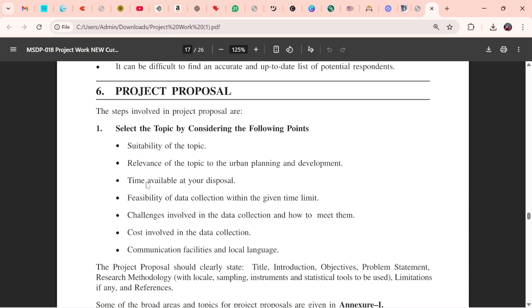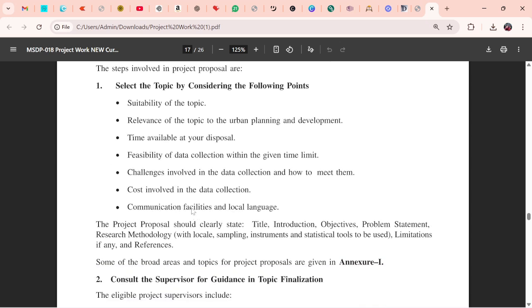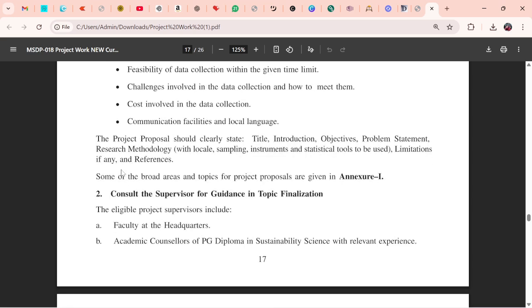Sustainability of the topic, relevance of the topic to the urban planning and development, time available at your disposal, feasibility of data collection within the given time limit, challenges involved in the data collection and how to meet them, cost involved in the data collection, communication facilities, and local language. So you have to take care of these things so that your study could be done without any challenges. Okay, you should know your limitations while writing your project report.